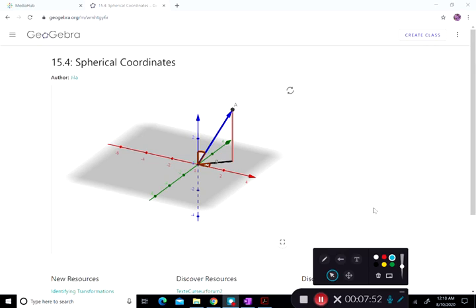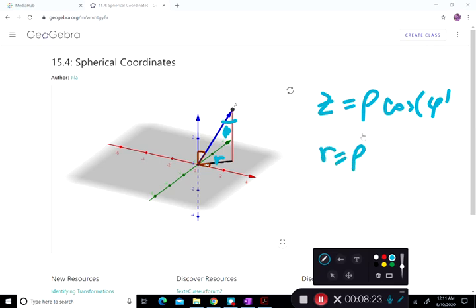So how do I find x and y? We found that z, because this angle right here is also phi, is going to be rho cosine phi. To find x and y, I have to find r. But r also is in that triangle, so r is going to be rho sine of phi.